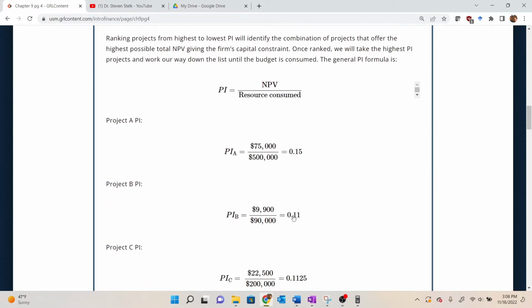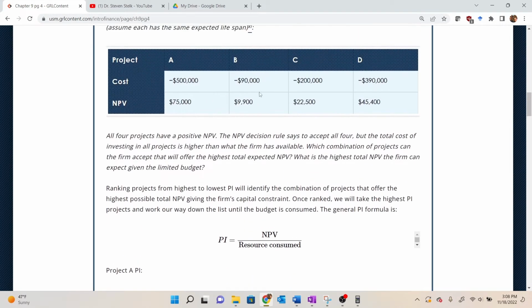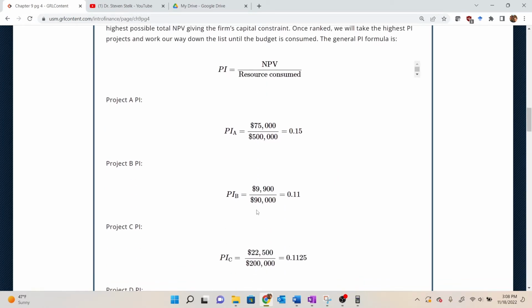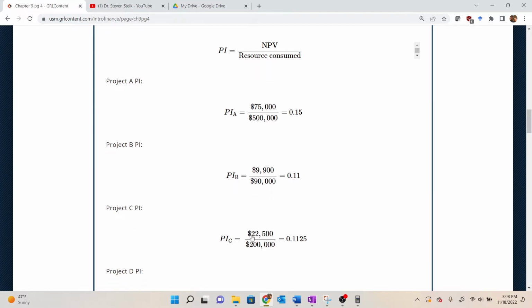All right, project B had, if we look at it, a cost of $90,000 and an NPV of $9,900. So if we take that NPV divided by the cost, we'll get a profitability index of 0.11. Project C had a net present value of $22,500 and a cost of $200,000. So when we do that division, we'll get a profitability index of 0.1125.